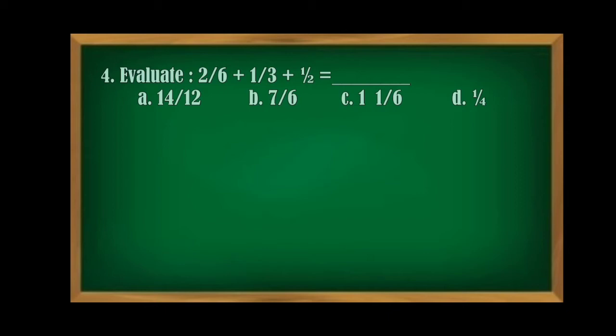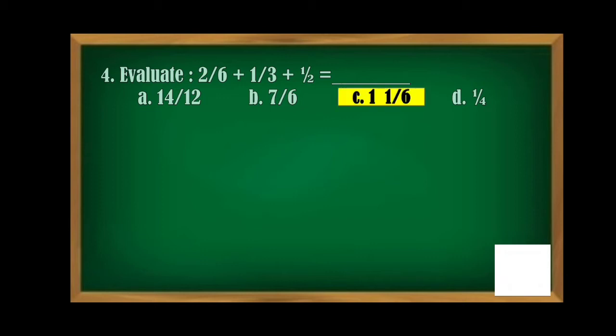Number 4. Evaluate 2/6 plus 1/3 plus 1/2. Is it A. 14/12, B. 7/6, C. 1 and 1/6, or D. 1/4? The correct answer is letter C, 1 and 1/6.